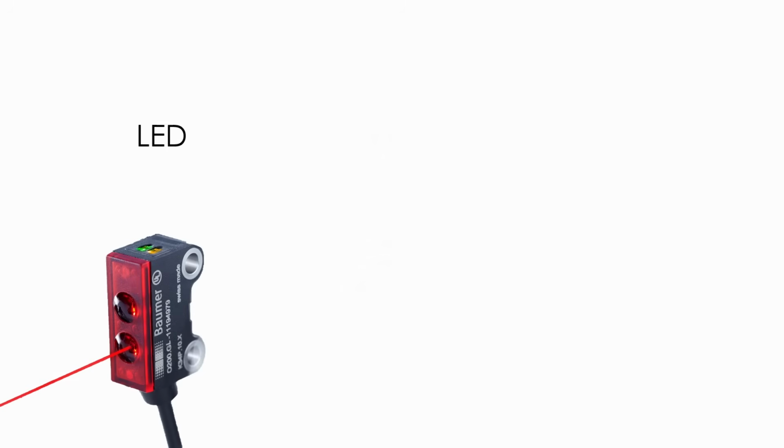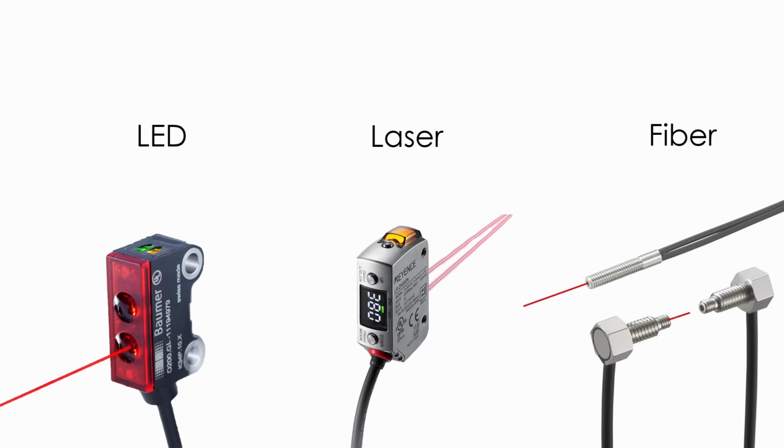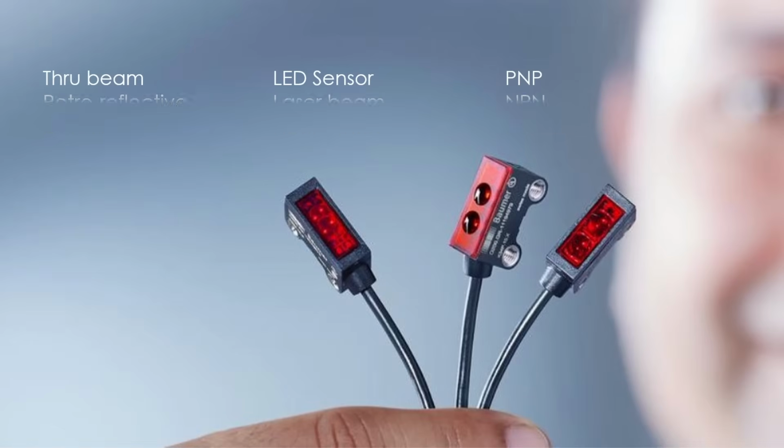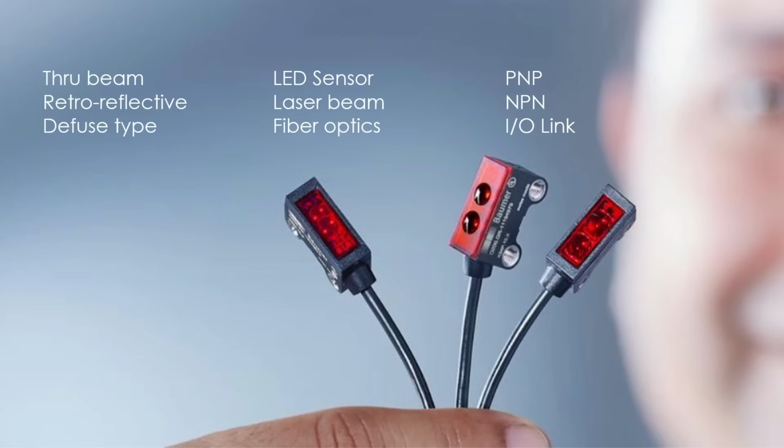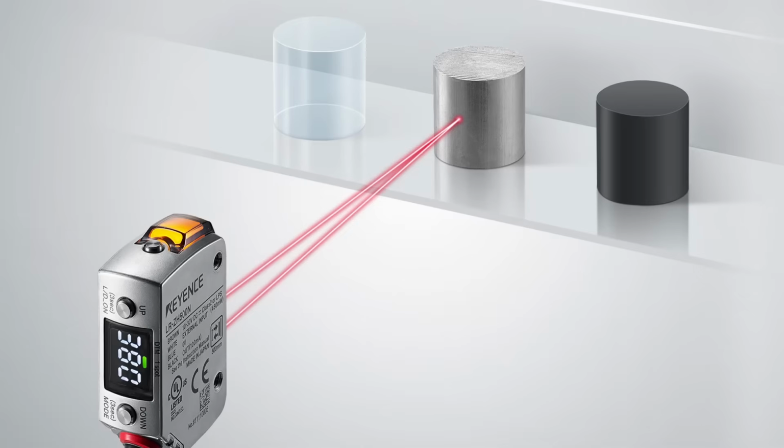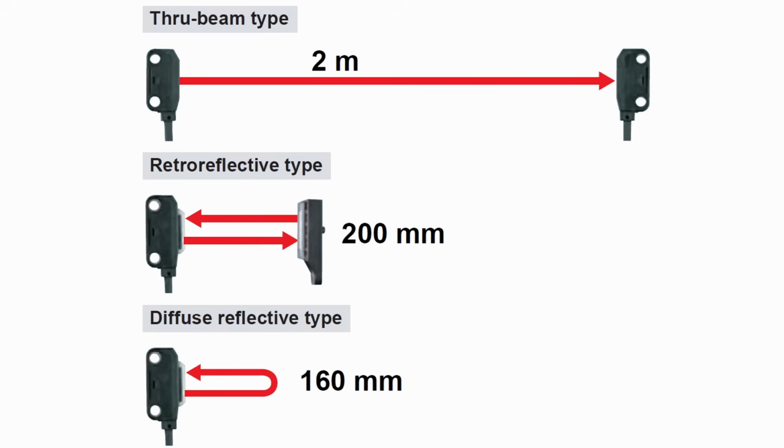Then there are different light sources: LED, laser, or fiber optics. And we also have to decide whether to use a PNP or NPN type sensor. Each variation is made for a specific purpose. Some perform better when the part is bright, some when the part is dark, some for long distance, some for the shorter one, and some for very short distances. As a mechanical engineer, we must be able to select the right sensor based on the machine function and the requirement.